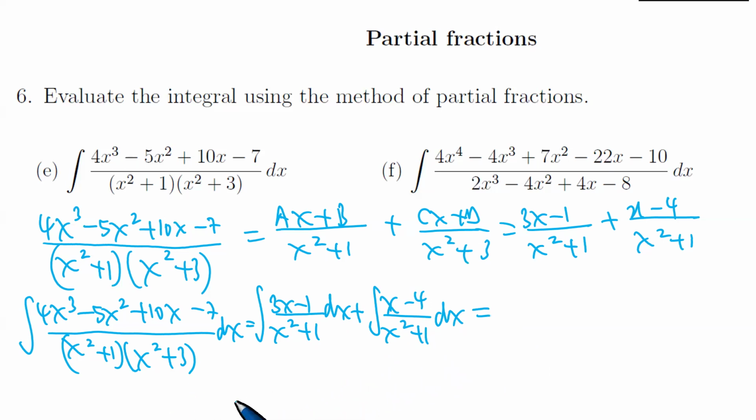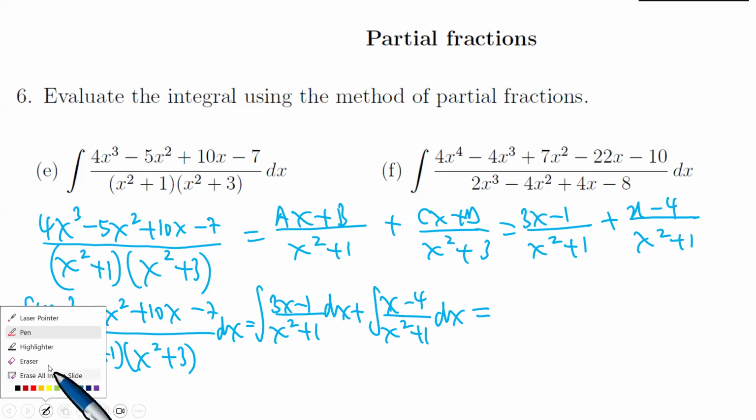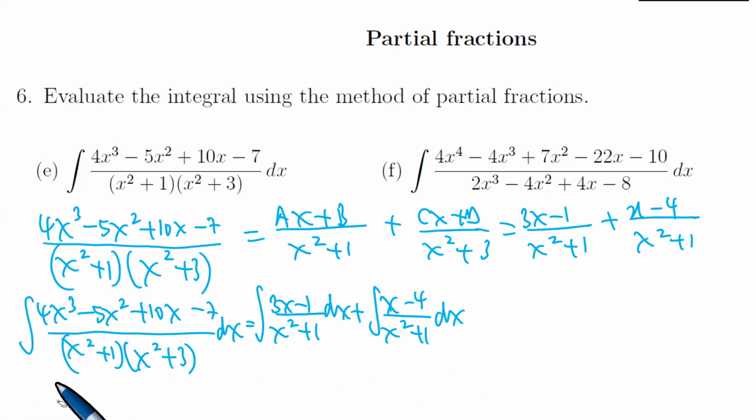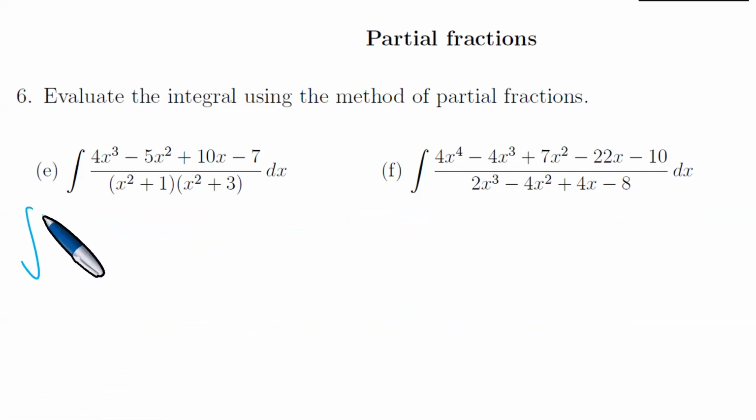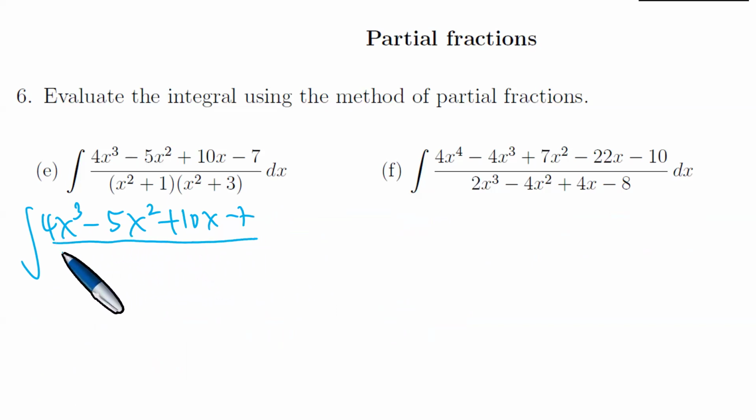Okay, so now you have to do this particular integration. To do this, we shall proceed as follows. Now I'm going to do it on the next slide because it's nice, easy, and short. So to find the integral of (4x³ − 5x² + 10x − 7) over (x² + 1)(x² + 3).